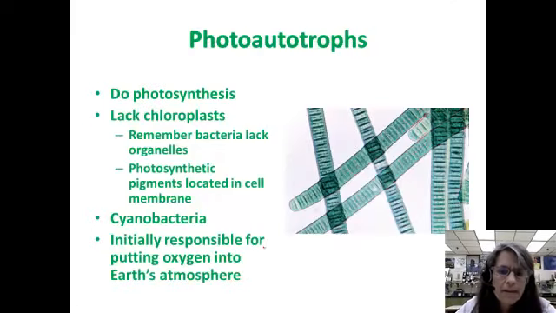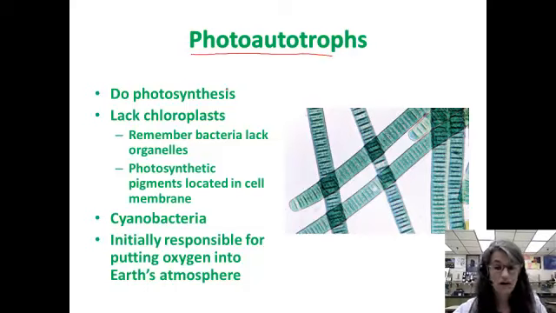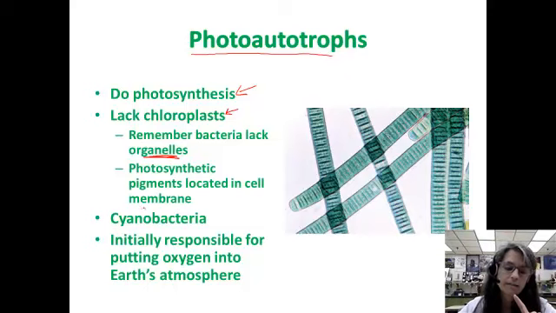speak of those. But please do remember that photoautotrophs, and this is true for any photoautotroph, a plant or whatever, but in terms of bacteria, they do photosynthesis. Now, bacteria are different from plants in that they do not have chloroplasts. Remember, there's no organelles in bacteria. The photosynthetic pigments that we would find in chloroplasts in plants are actually just located in the cell membranes of photosynthetic bacteria. They can photosynthesize without the organelles themselves because the chemicals they need are embedded in their cell membranes.